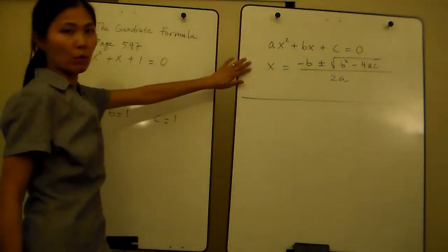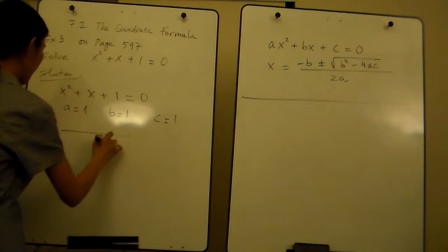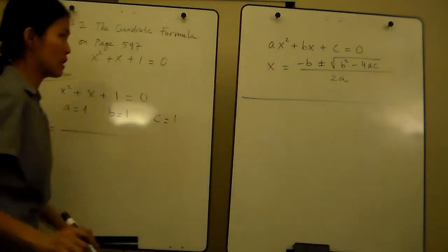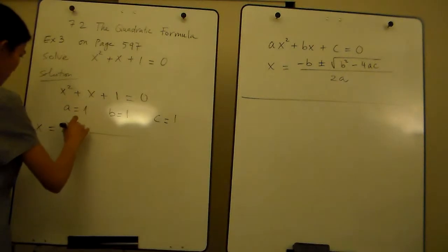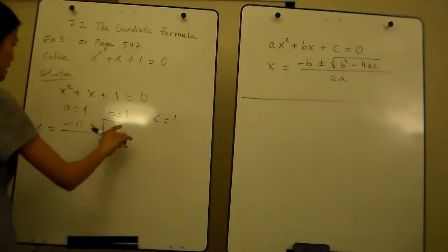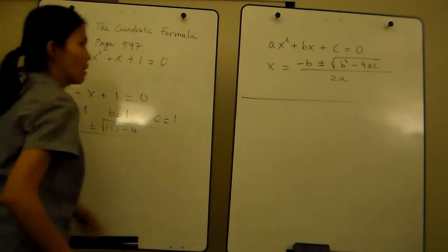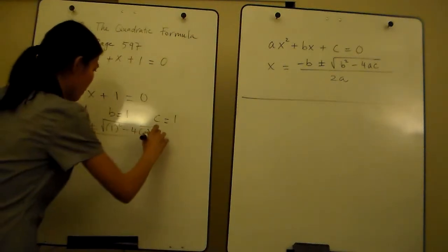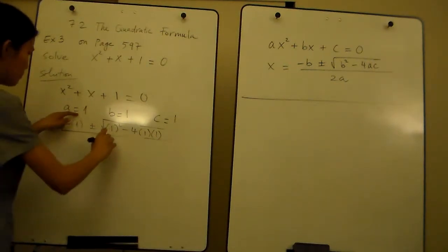Now we're ready to use the quadratic formula. So given x equal to negative b plus or minus the square root of b squared minus 4ac, over 2a, let me substitute directly. Negative b, what is b? b is 1, plus or minus square root of b squared. So b is 1, so 1 squared, minus 4 times ac. A is 1, c is 1, divided by 2a. 2 times a is 2.